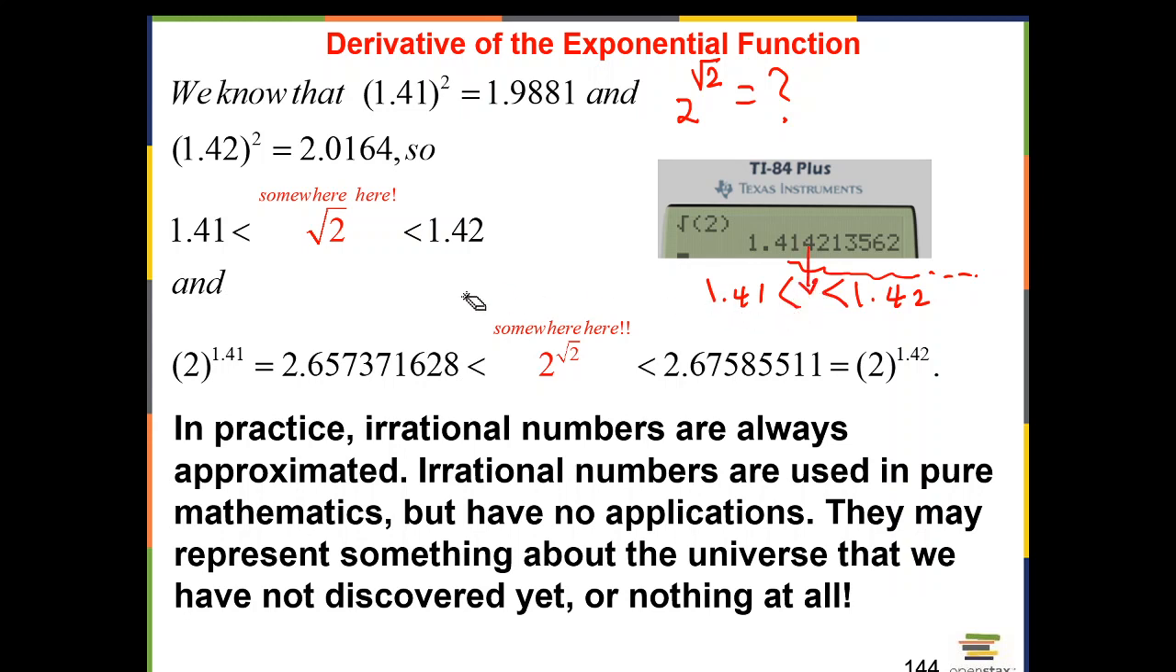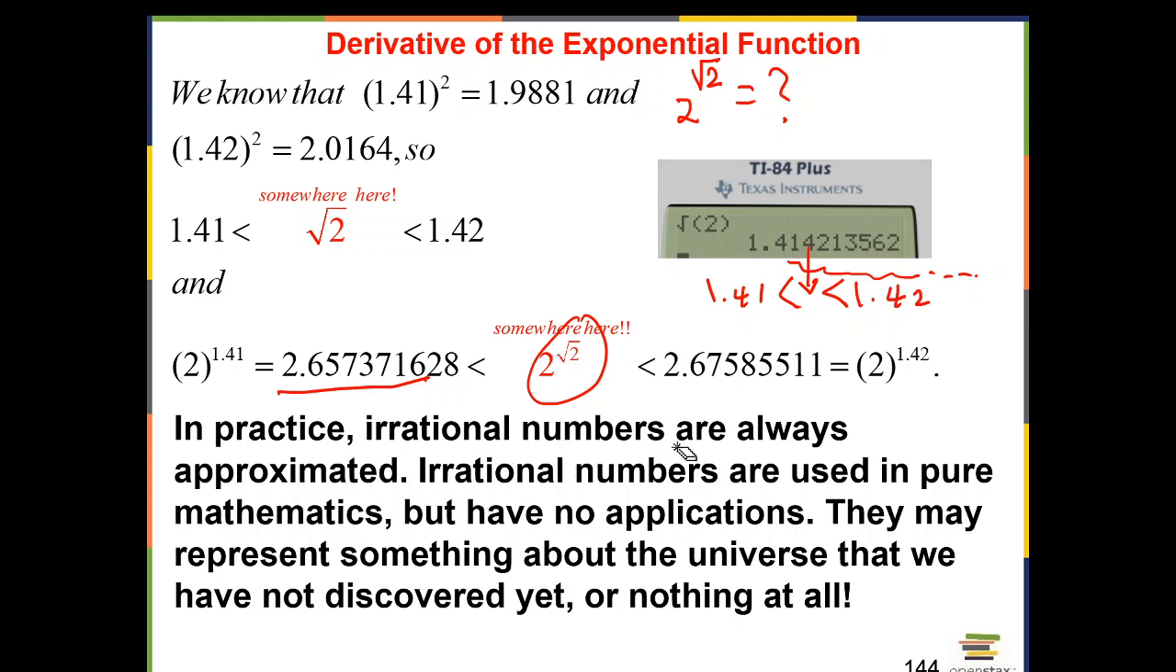So we are going to say, okay, the square root of 2 is between these two numbers. That means whatever 2 to the square root of 2 is has to be between 2 to 1.41 and 2 to 1.42. And if you do that, you get these two numbers. So this is 2 to 1.41 and this number is 2 to 1.42. So we know this is somewhere between these two numbers, right?